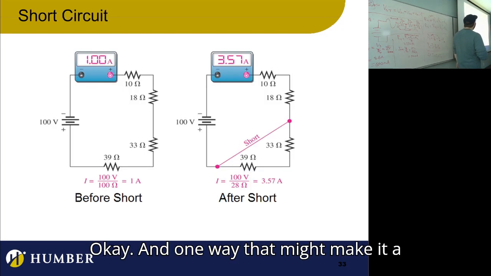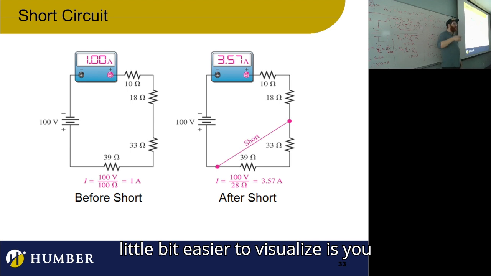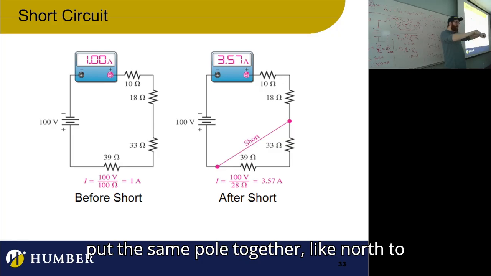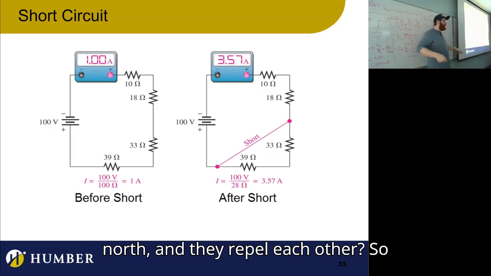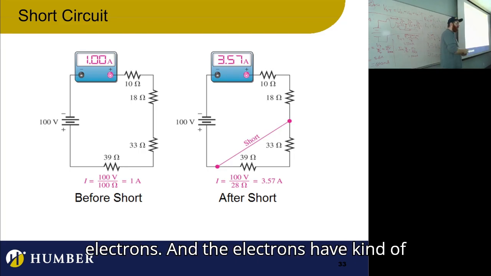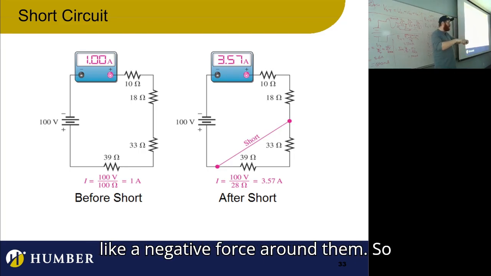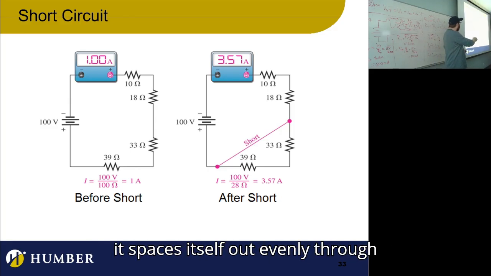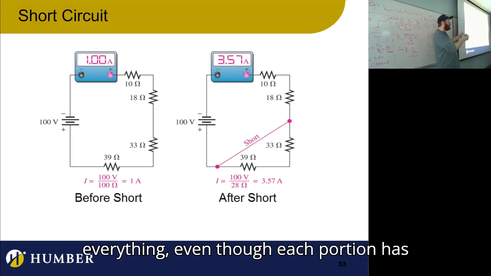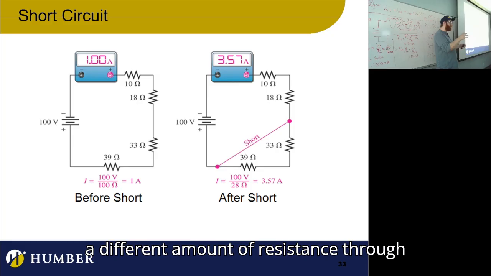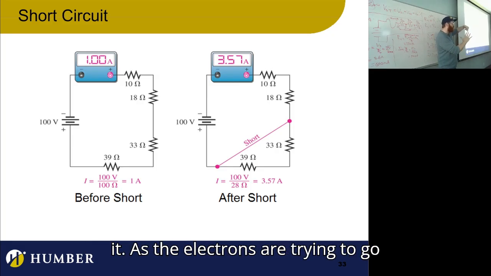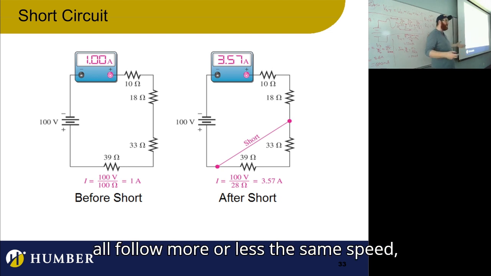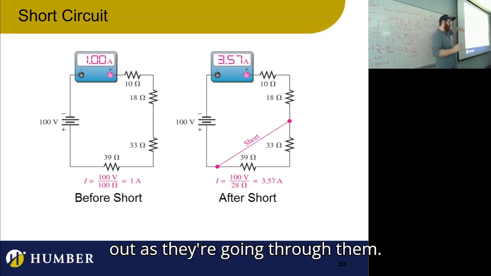Okay? And one way that might make it a little bit easier to visualize is, you guys ever take two magnets and try to put the same pole together, like north to north, and they repel each other? So what's actually moving around is the electrons, and the electrons have kind of a negative force around them. So negative to negative also repels. And so it spaces itself out evenly through everything, even though each portion has a different amount of resistance through it. As the electrons are trying to go together in a unified path, they all follow more or less the same speed, because they're all spacing each other out as they're going through them.